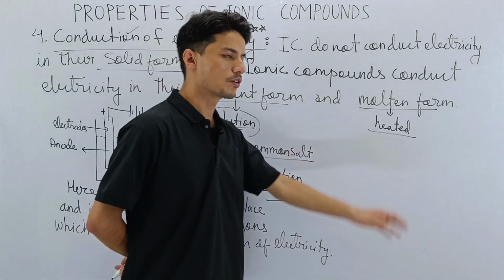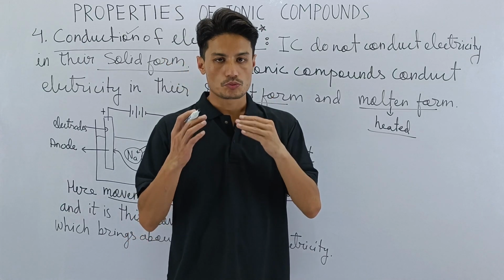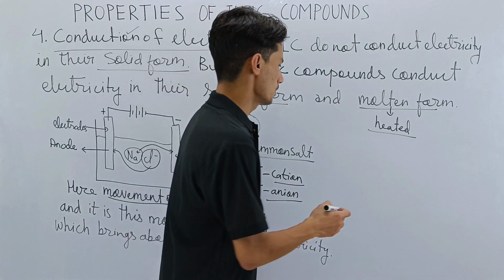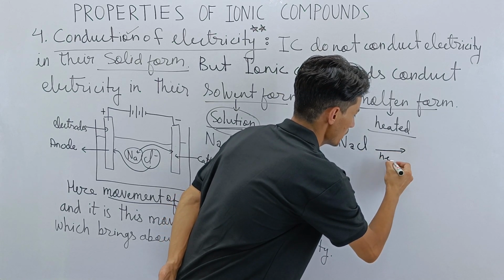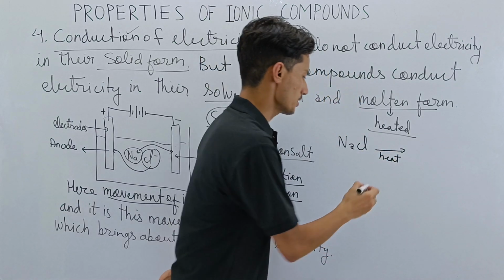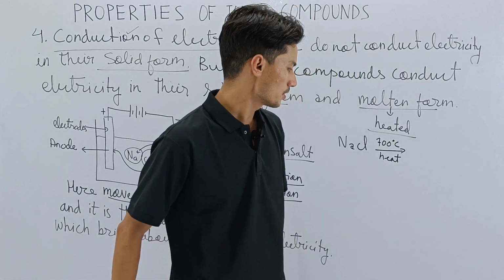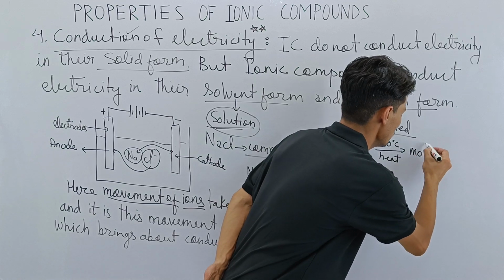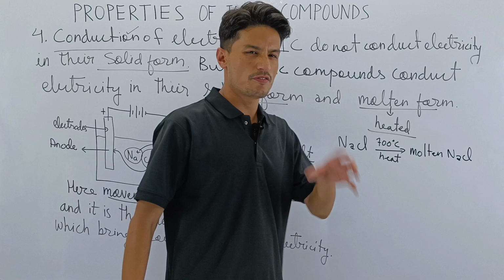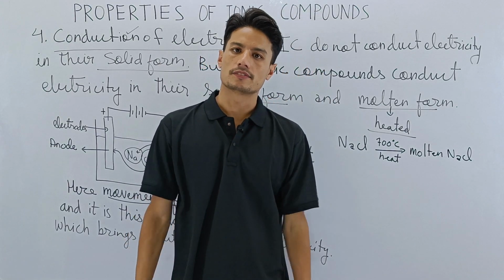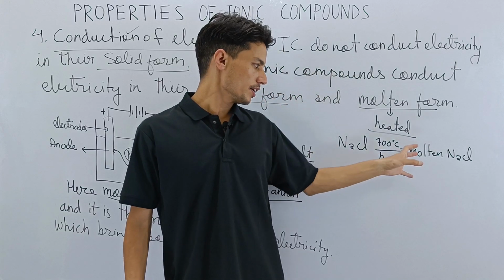Now what about in their molten form? In their molten, heated form also, ionic compounds will conduct electricity. Let's see how. Let's take our sodium chloride again and let's heat it. Let's give a lot of heat, say about 700 degrees centigrade. That's a tremendous amount of heat energy, isn't it? Then what we'll get is molten NaCl. So we'll get a very hot NaCl, having so much heat energy.